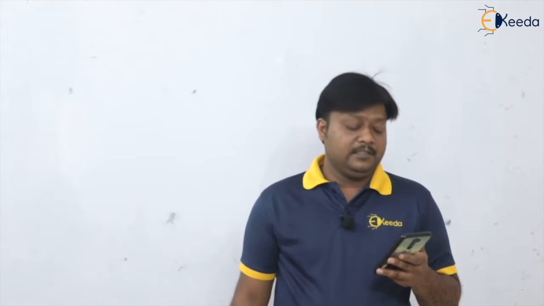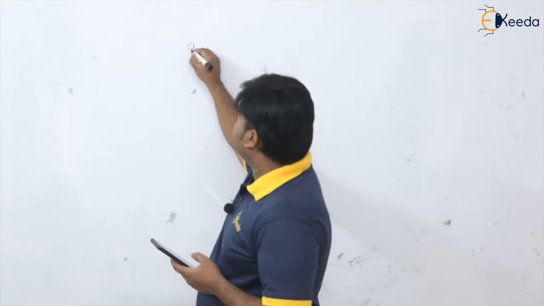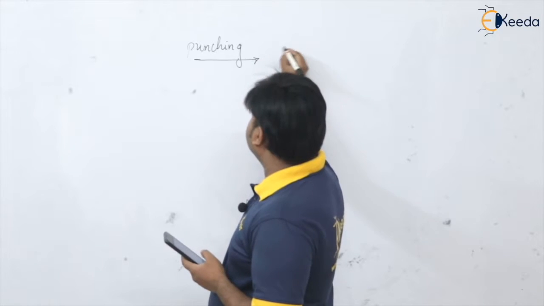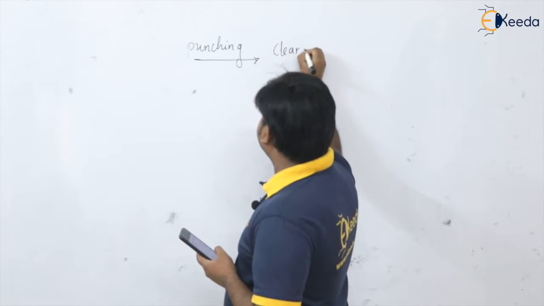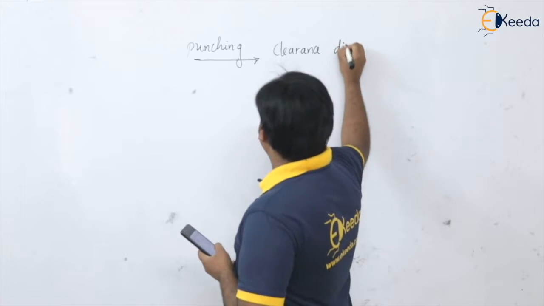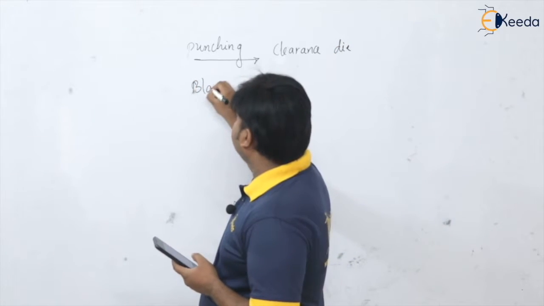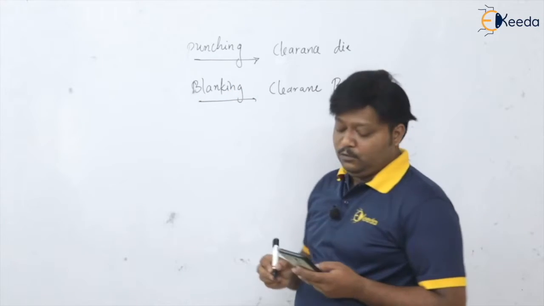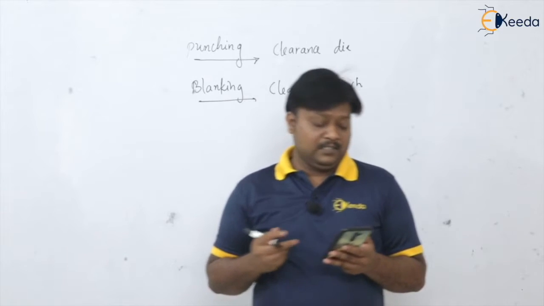See, for blanking and piercing operation, the clearance is provided on the ... and the ... respectively. So you know that in punching operation, we are going to provide the clearance on the die, isn't it? And in blanking operation, we are going to provide the clearance on, that we know very well. So fill in the blanks was the question.